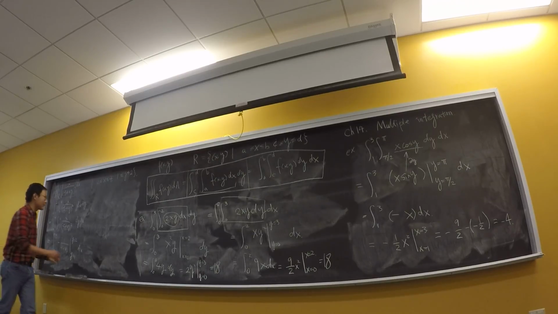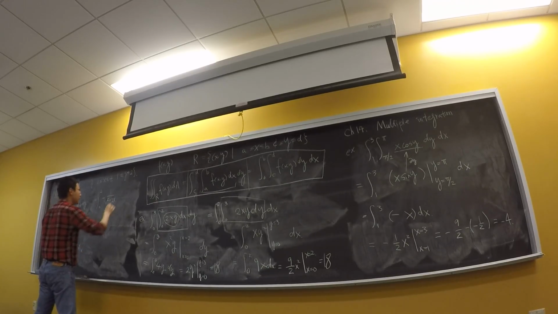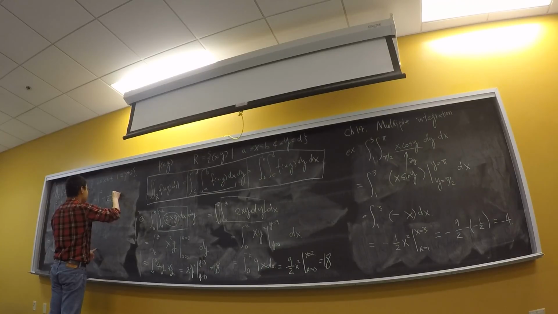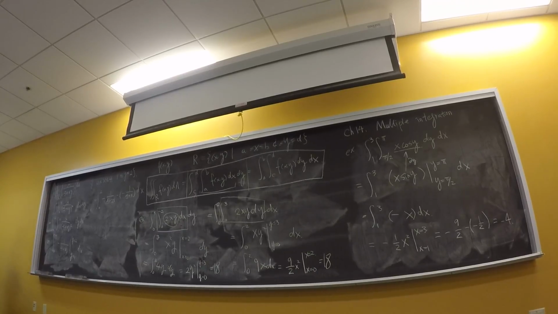Then I need to evaluate the inside. When y is equal to 2, I'm getting minus 1 over 5 plus 2x. And when y is equal to 1, I have minus 1 over 5 plus x, dx. So this is what we have.